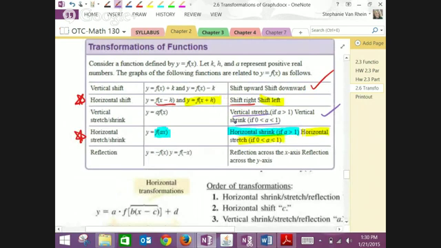Right? I have my y-axis, and if then I have 1/2 f of x, that's going to shrink it by a factor of 2. If I have my y and I have 2 times f of x, it's going to stretch it by a factor of 2.